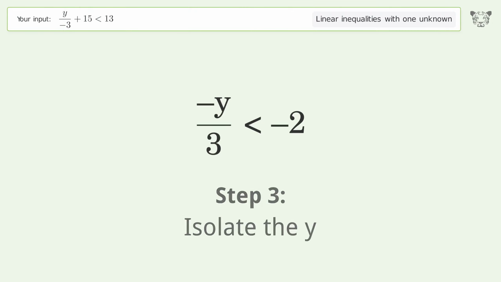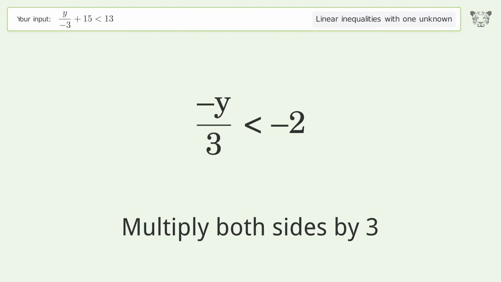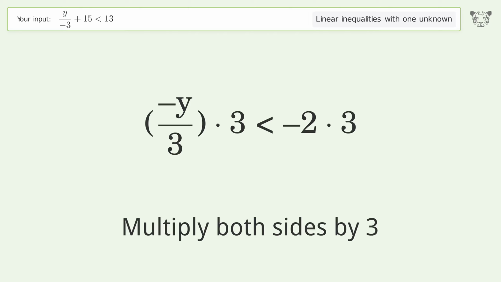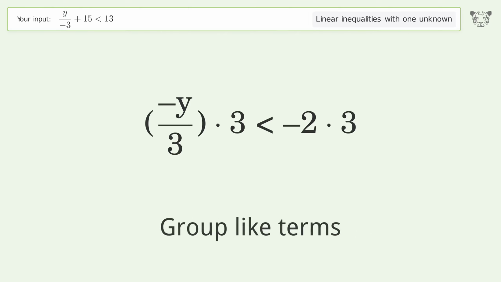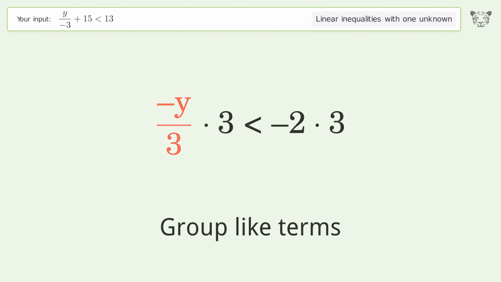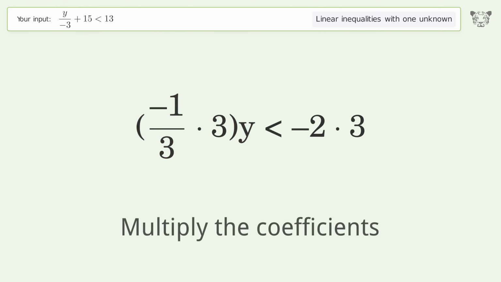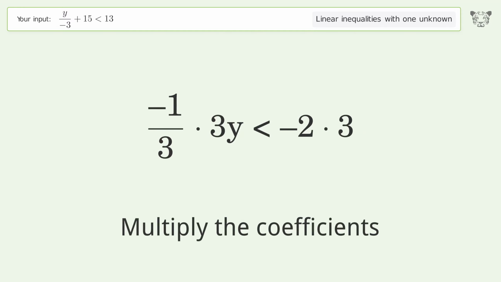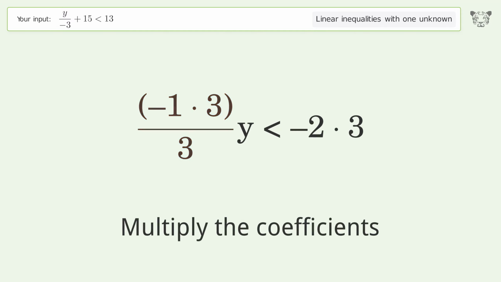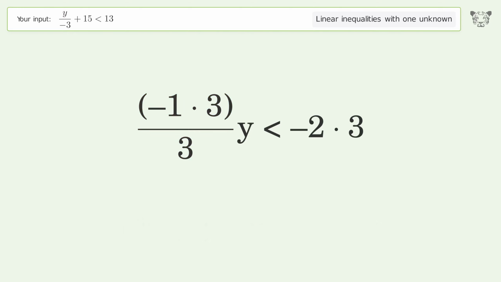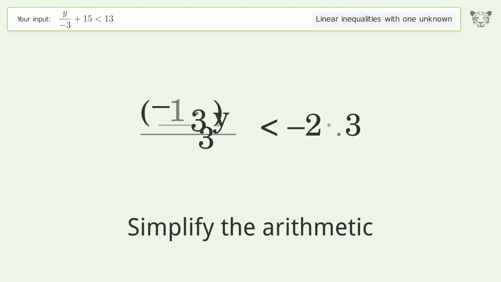Isolate the y. Multiply both sides by 3. Group like terms. Multiply the coefficients. Simplify the arithmetic.